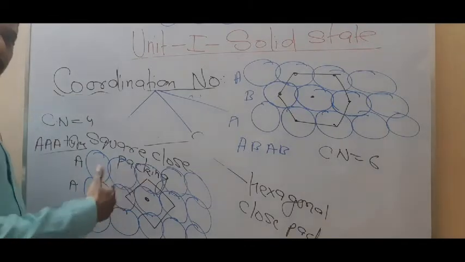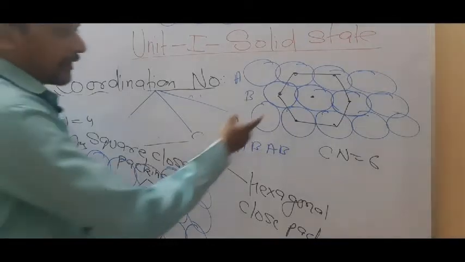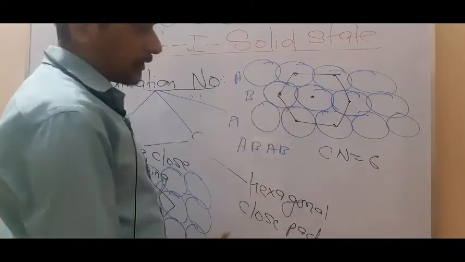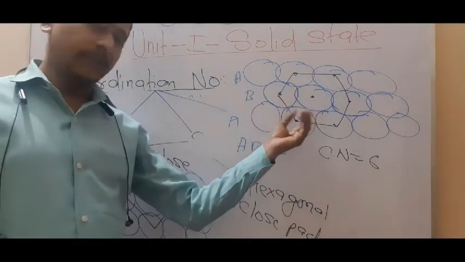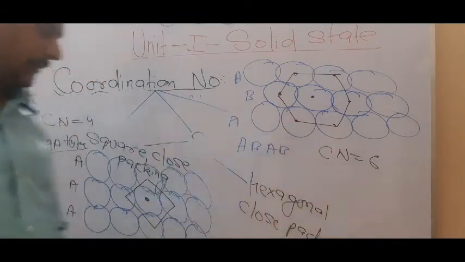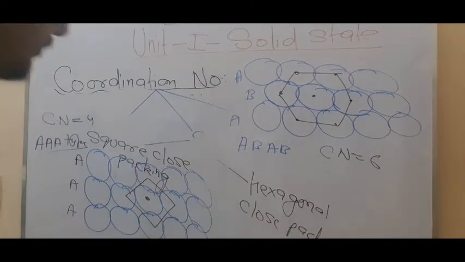Now what about the stability? This one has more voids, more space, fewer spheres, and this one has more spheres. So that's why this is more stable than this. This has packing of nearly 60%, and this has nearly 52%. Okay. So are you getting this point or not?